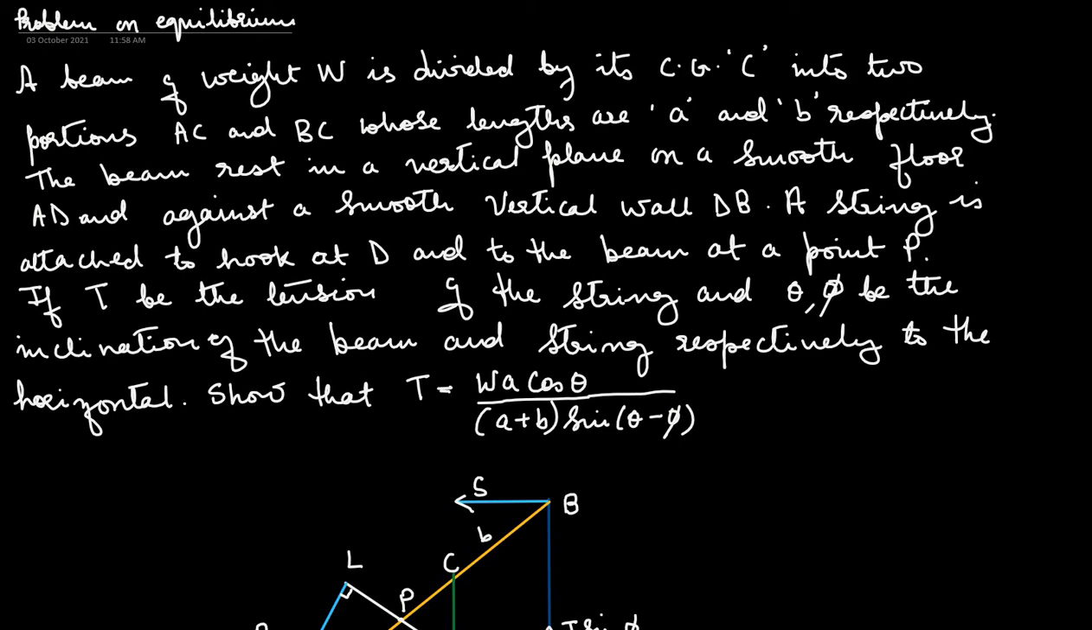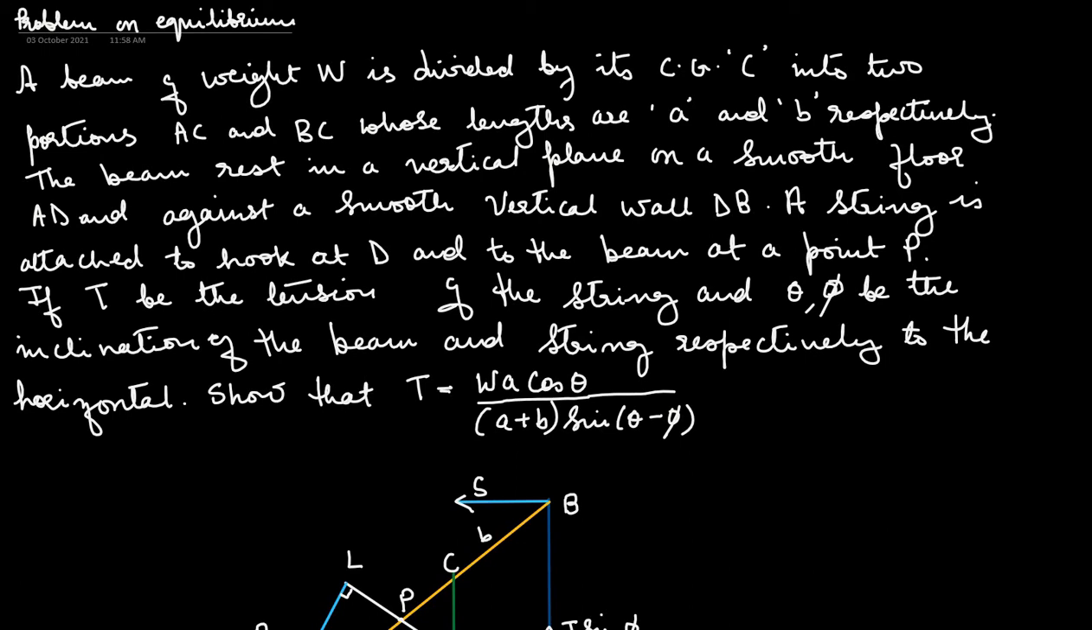How I solved this question is that what the question is, a beam of weight W is divided by its center of gravity C into two portions, AC and BC. Which means that you have a beam AB, where the center of gravity is at point C, and that center of gravity divides the beam AB into two portions, that is A and B respectively.